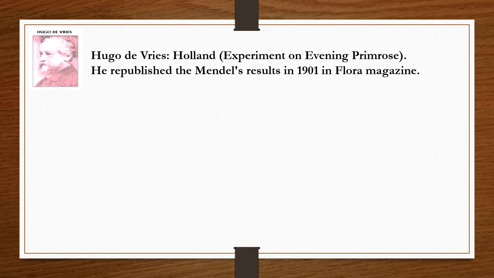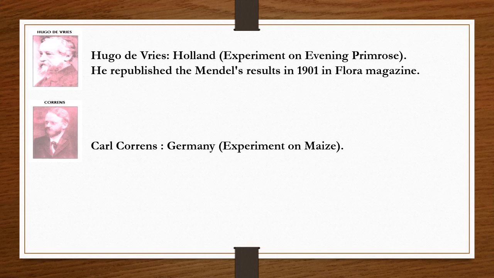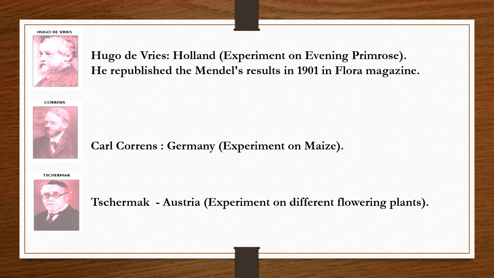Hugo de Vries, who belongs to Holland, conducted experiments on evening primrose. Its scientific name is Oenothera lamarckiana. He published Mendel's result in 1901 in Flora magazine. Correns belongs to Germany, and he conducted experiments on maize and also snapdragon. Tschermak belongs to Austria, and he conducted experiments on different flowering plants for rediscovering Mendel's work.